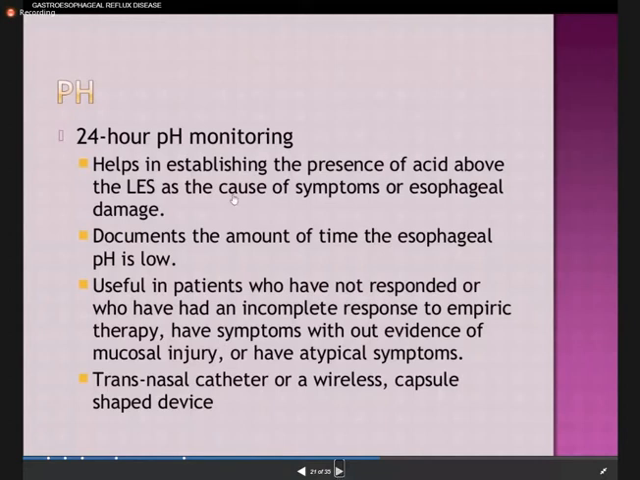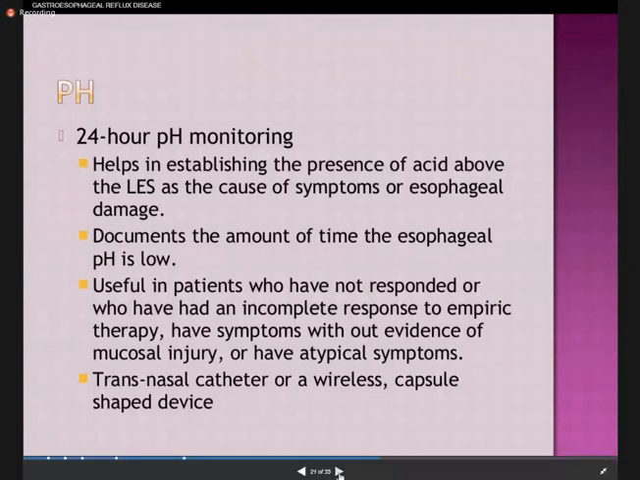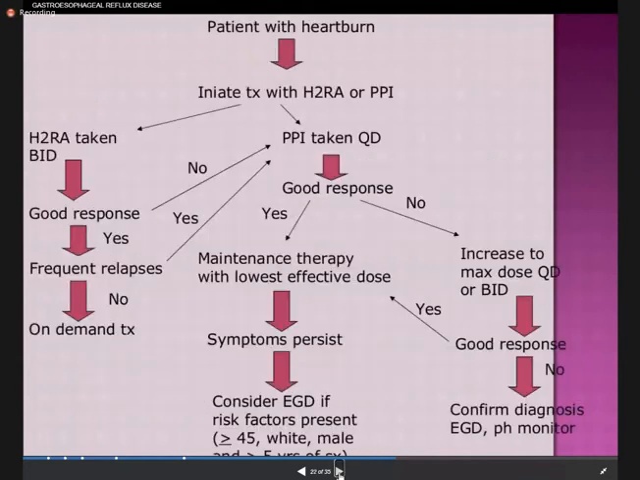So 24-hour pH monitoring helps in establishing the presence of acid above the LES as the cause of symptoms or esophageal damage. Documents the amount of time the esophageal pH is low. Useful in patients who have not responded or who have had an incomplete response to empiric therapy, have symptoms without evidence of mucosal injury, or have atypical symptoms. So I've already told you how this test is being done.